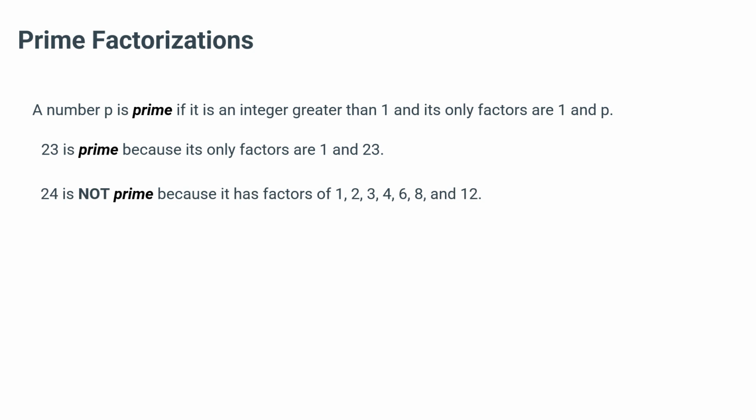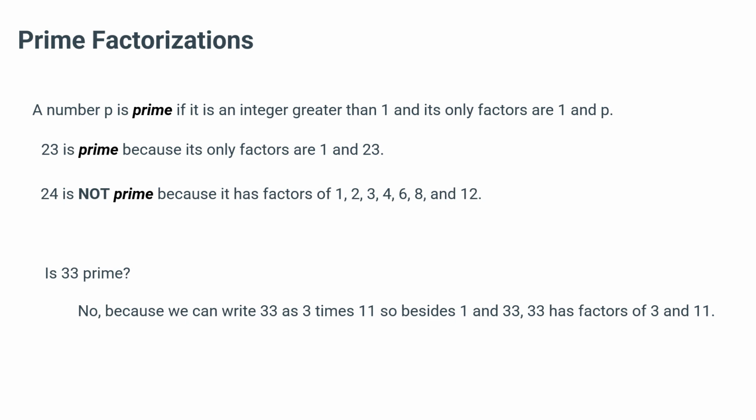24 is not prime because it has all these factors of not only 1 and itself, but also 2, 3, 4, 6, and 8. Those are also factors. So because it has factors other than 1 and itself, we know it's not prime. So is 33 prime? Well, if I can come up with more than 1 and 33 as factors, then I would say it's not prime. And I know that 33 is the same thing as 3 times 11. So that means that 3 is a factor and 11 is a factor, along with 1 and 33. So we would say that's not prime.